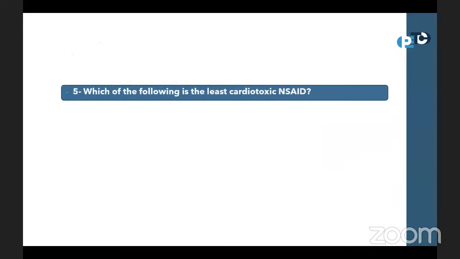Okay, sir. The next question. Which of the following is the least cardiotoxic NSAID? This one was repeated several times in the last couple of exams. Which is the least cardiotoxic? Naproxen, meloxicam, celecoxib, or diclofenac?